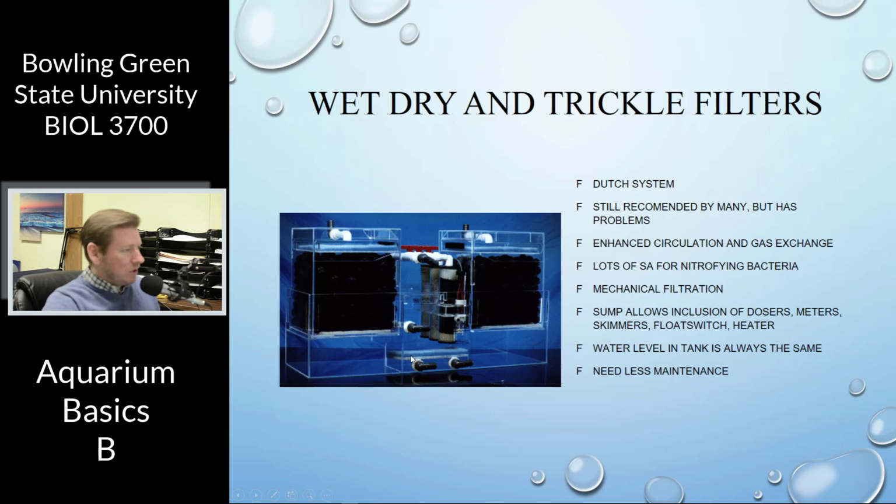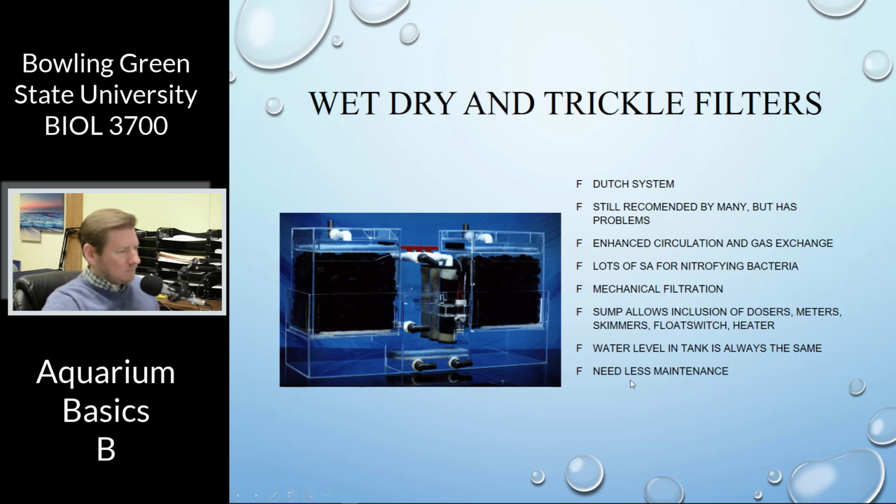Down here they've got some chemical filtration going on. It looks like carbon and whatever else they got here. Maybe GFO, zeolite, I don't know, whatever you want to put in there. You might have some heaters down here. You might have your protein skimmer, whatever, down here in this sump. And then the return pump taking water back to the aquarium.